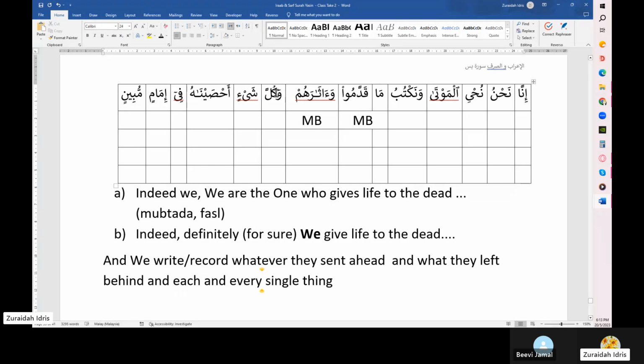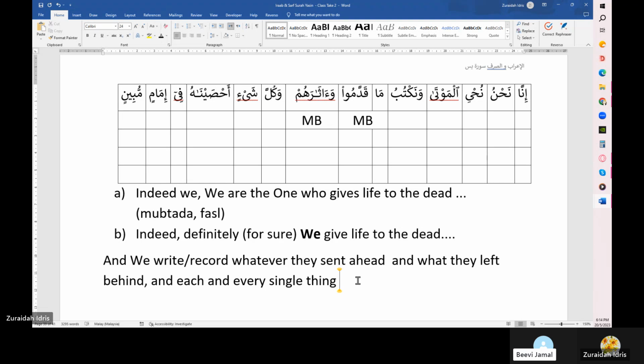Remember, we have the missing fail as well. Yeah. So, and what they left behind, comma, because this is quite long. And each and every single thing, ahsaynahu. So the "who" refers back to the singular. Yeah. Okay. Kulla shay'in. So everything again. How do we translate ahsayna? We enumerated it. Okay. Ahsaynahu, we counted or enumerated, numbered.